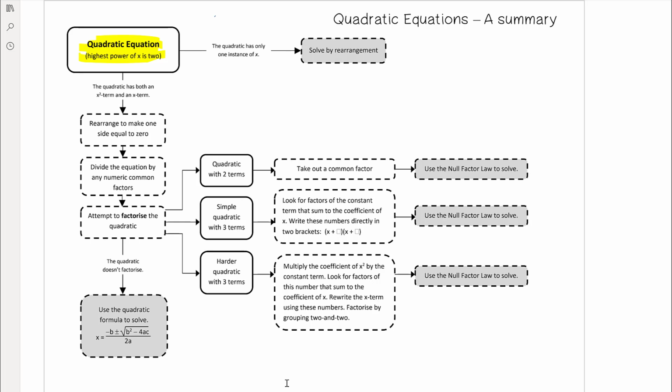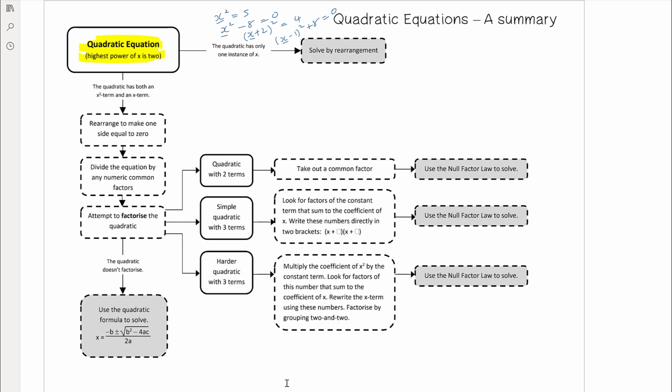So maybe we have something like x squared equals 5. Maybe we have x squared minus 8 equals 0. Maybe we have x plus 2 all squared equals 4. Maybe we have x minus 1 all squared plus 8 equals 0. Okay? Do we have just one x in the equation? And if we do, we want to solve it by rearrangement.